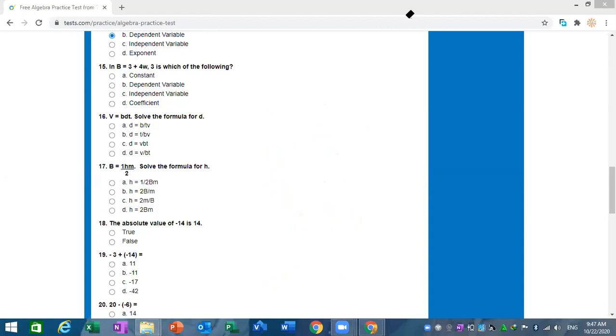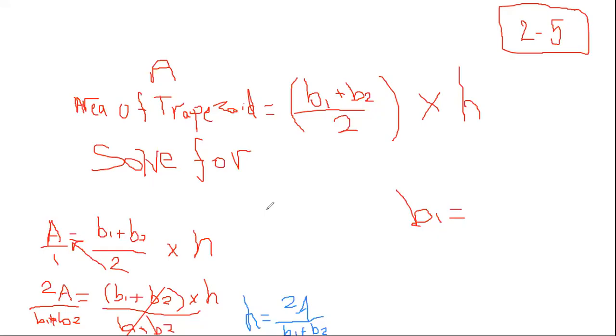Middle base times height. Okay, B1. B1 plus B2. Area equals B1 plus B2 over 2 times H. We are looking for H, right? So we will make a cross product at the beginning, or we can say that we will multiply both sides by 2. Then you have 2 times area equals B1 plus B2 times H.